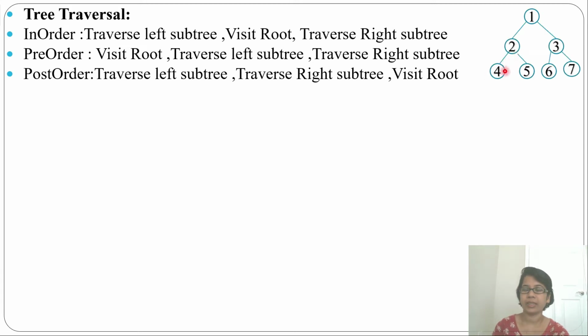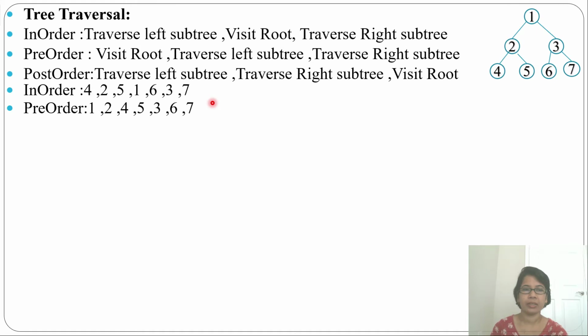So how will we visit in-order? In-order is: traverse the left subtree, visit the root, traverse the right subtree. The left subtree will be visited in-order, meaning left, root, right. So 4, 2, 5. Then we'll visit the root, that is 1. Then we traverse the right subtree in-order, so that will be left, root, right: 6, 3, 7. So in-order will be 4, 2, 5, 1, 6, 3, 7.